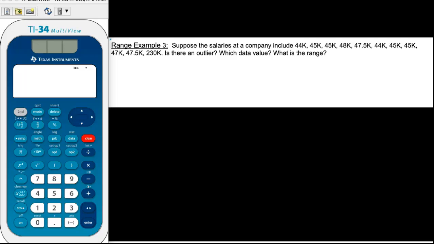And I would look at this list and say, you know what, I think 230,000 is an outlier because all of the other salaries were in the 40s. So I'm going to say yes. 230,000 would be the outlier.